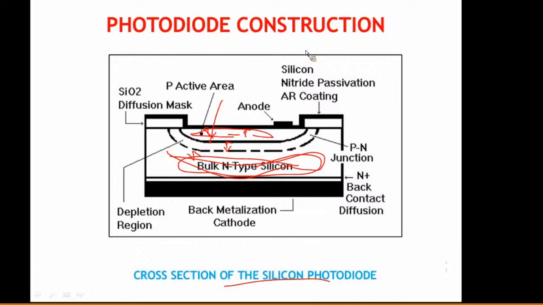But the construction is different. It has a silicon nitride passivation coating, a diffusion mask, a back metallization cathode and the back contact diffusion. All these things are not necessary for you. Just see the construction of the photodiode. It is like a simple PN junction diode. It has an anode part. This is your anode and this is your cathode. This is your P-type material and this is your N-type material. Draw the same diagram when asked in the external examination. It is the construction of your photodiode.